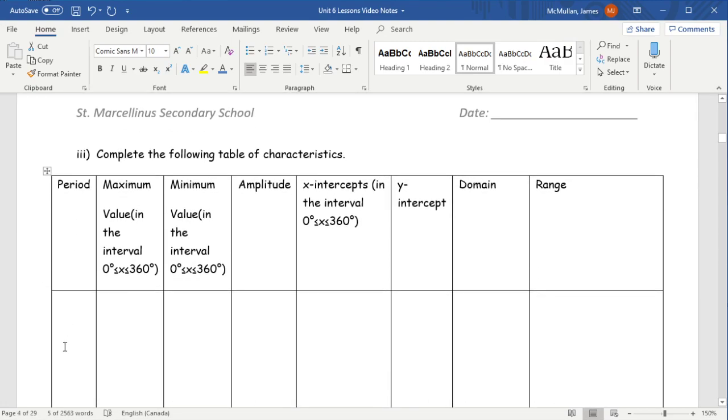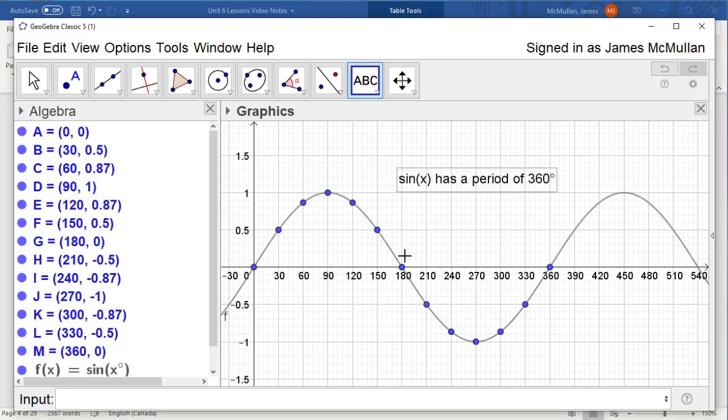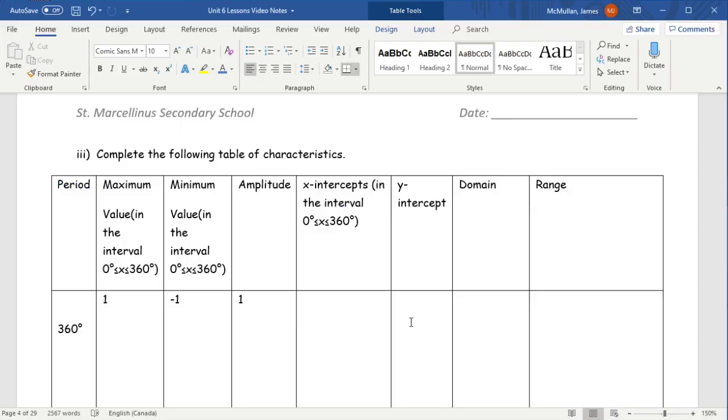Let's talk about sine. The period of sine is 360 degrees. The maximum value is 1. The minimum value is -1. The amplitude is 1. Because if you look at my picture here and think about the axis, which in our case is y equals 0, you can go up 1 or you can go down 1. You can't get any farther away than that.